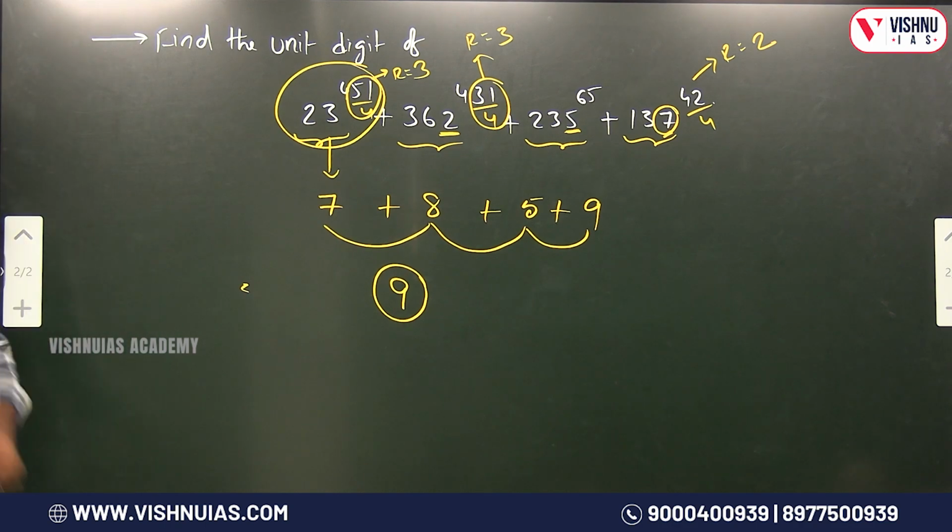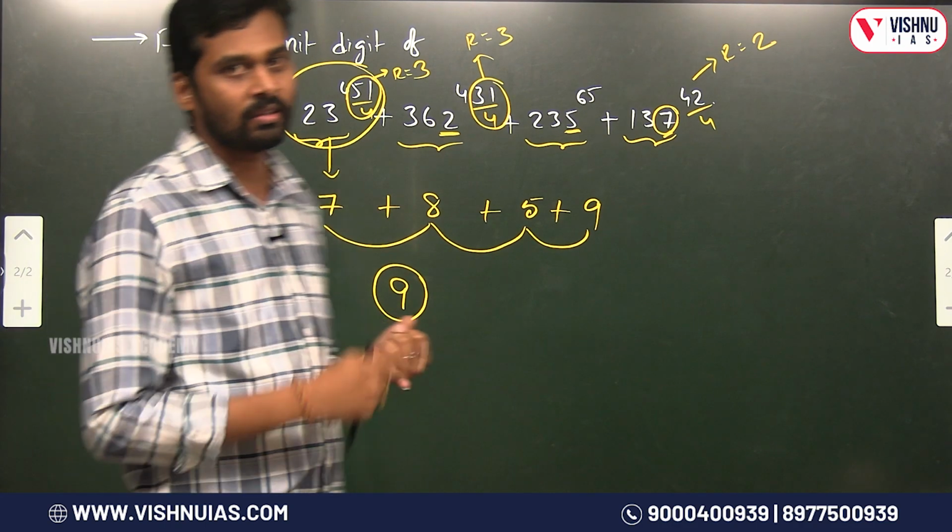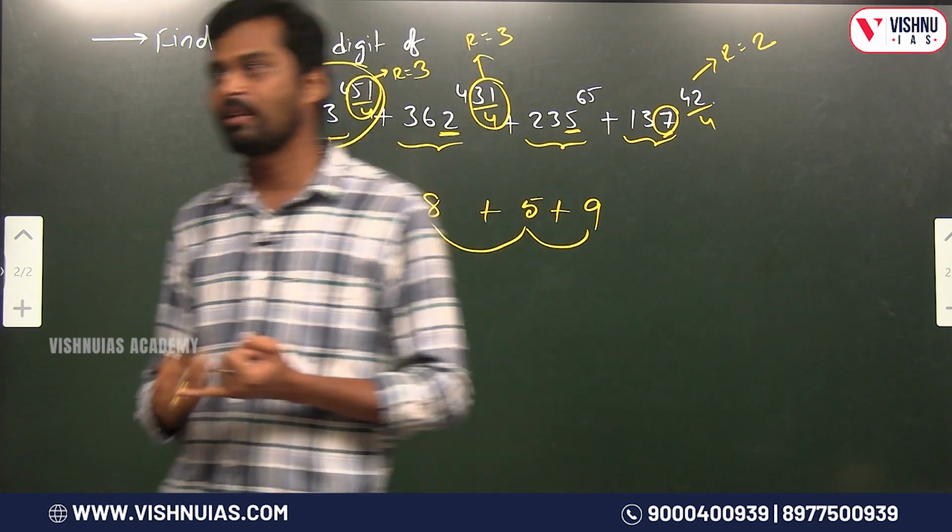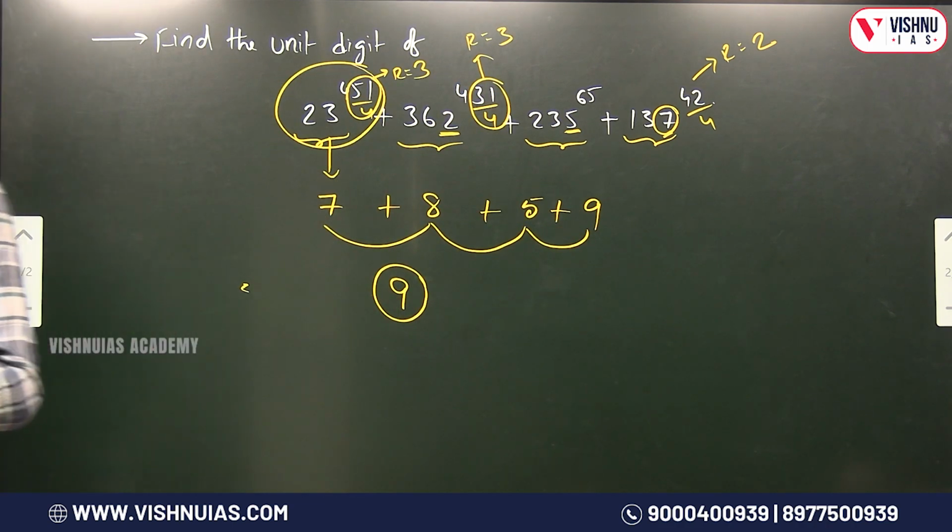Okay. So the numbers that end with 2, 3, 7, 8 will have the logic of what? Divide the power by 4 and then take the remainder. That power will be taken as the final unit digit. Okay. Note down this one. We will do one more problem.